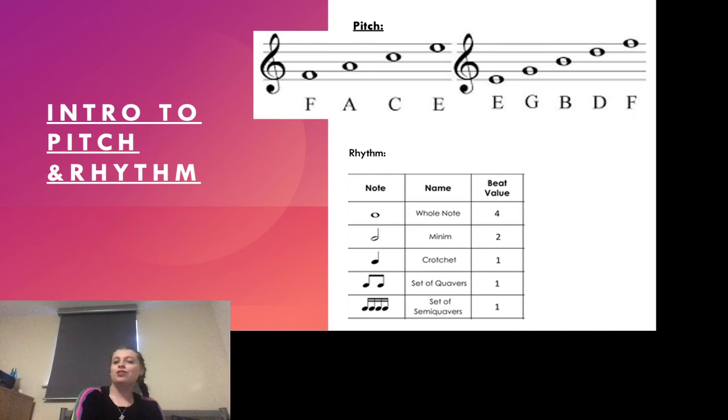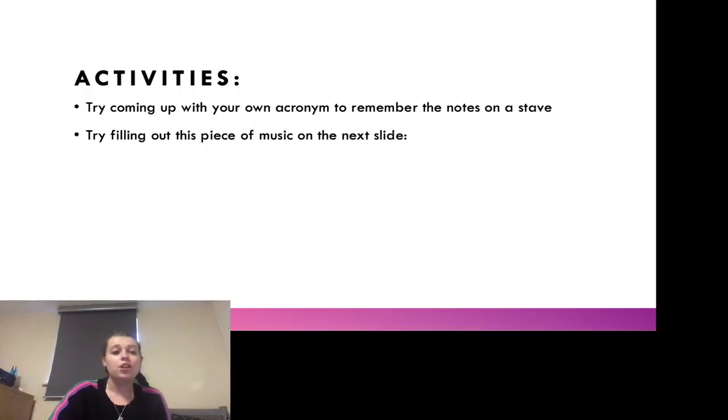So let's get on to introducing your activities. Your first activity I want to give you is to just try coming up with your own acronym to remember the notes on a stave. It can be absolutely anything that helps you remember. Just make a little note of it. What is your acronym? What helps you? Don't stress too much. It could be something that is funny, something that has significance, anything that helps you remember as a student. That's all you need to worry about. Like I said, if you want to pause this at this point so that you can see the activities, that is absolutely fine.